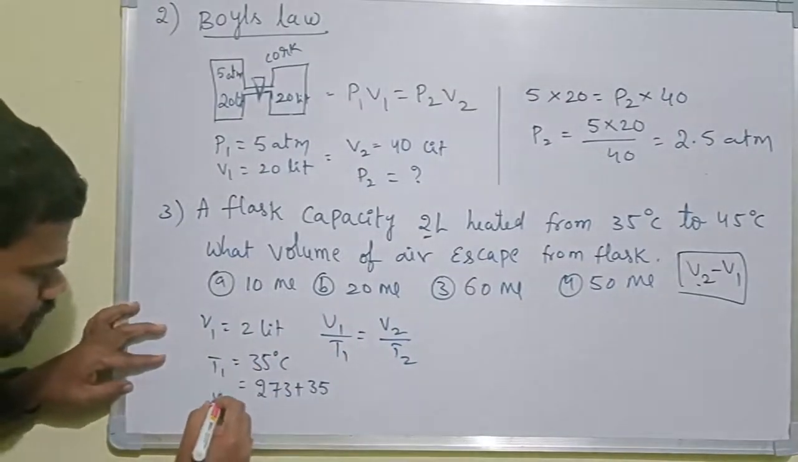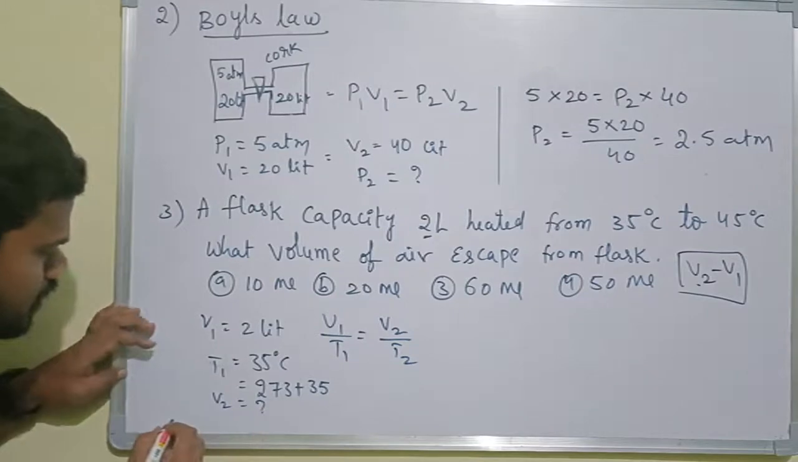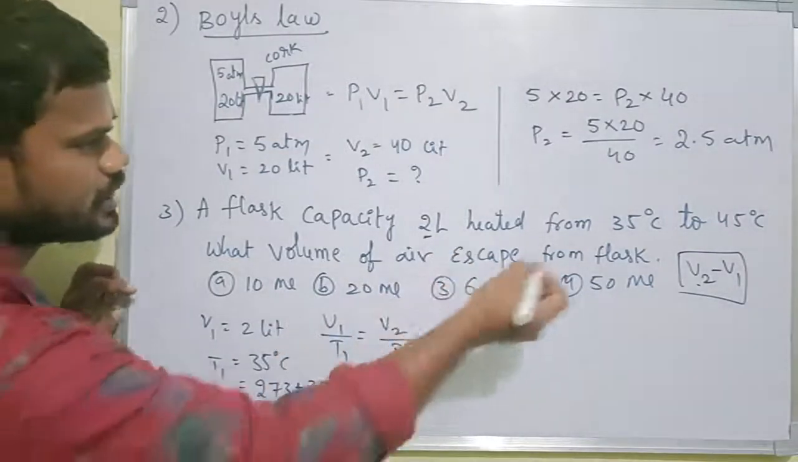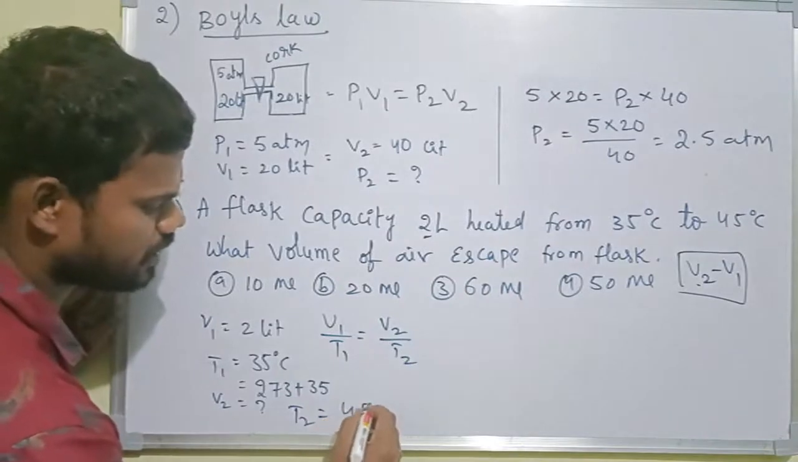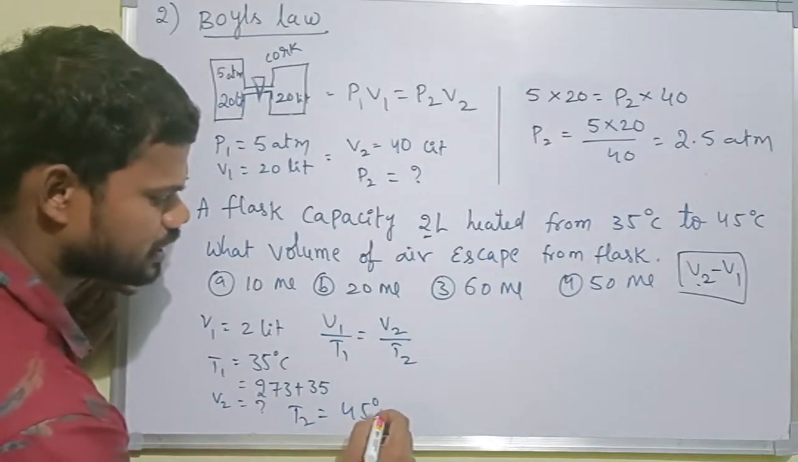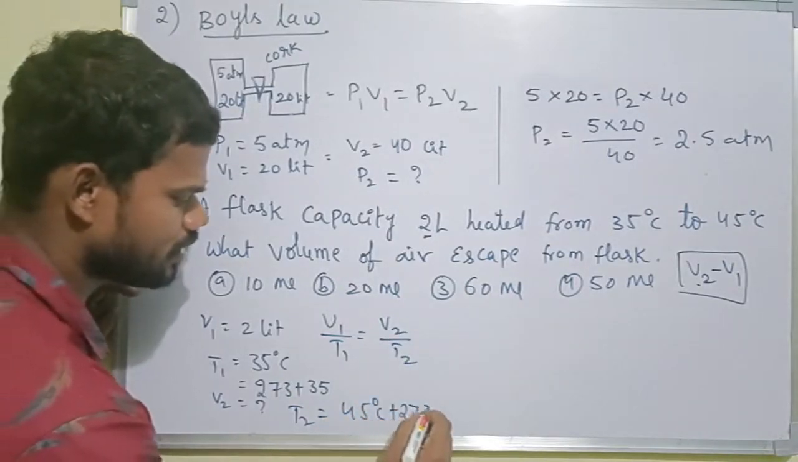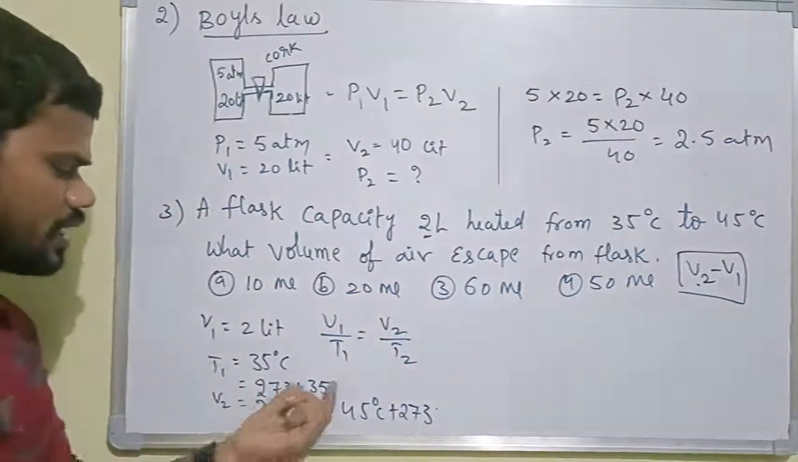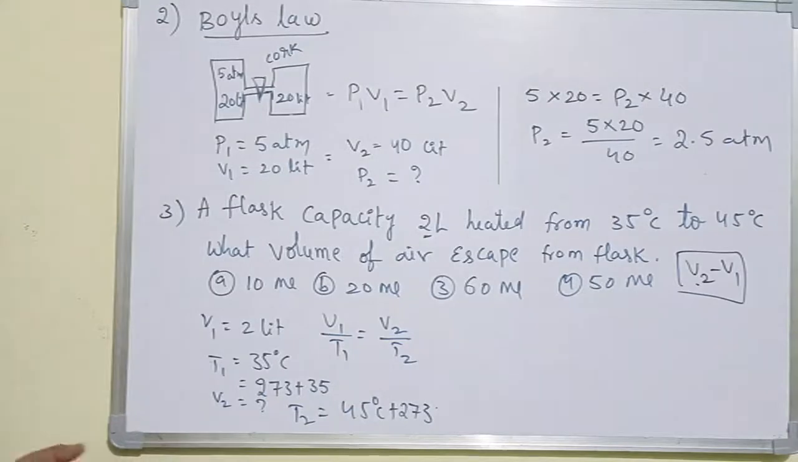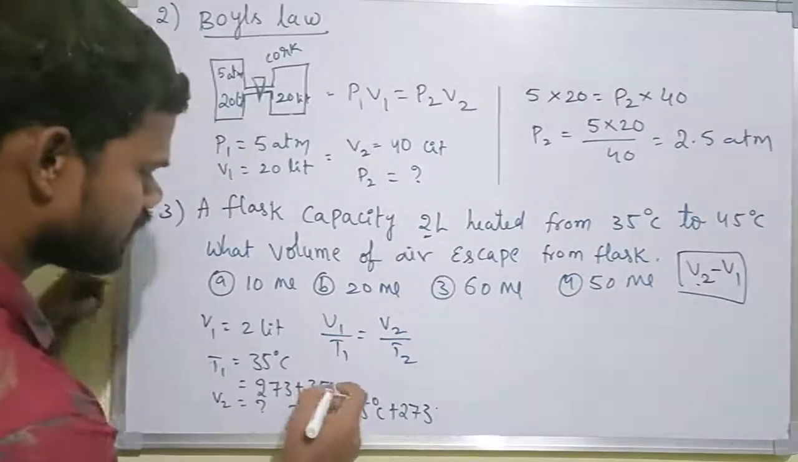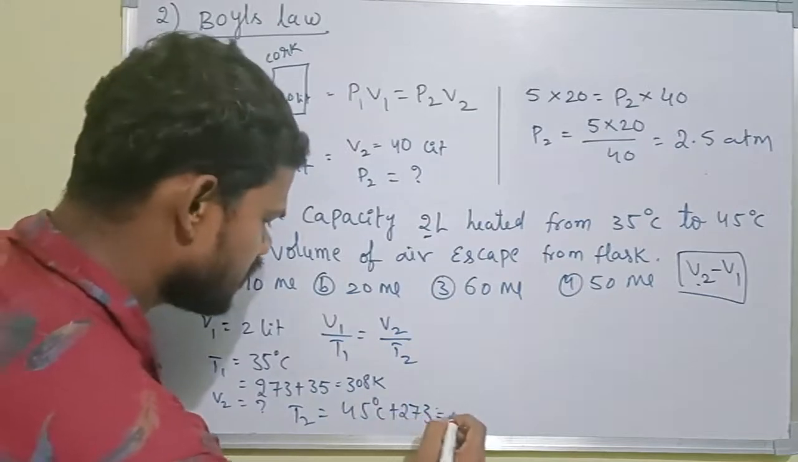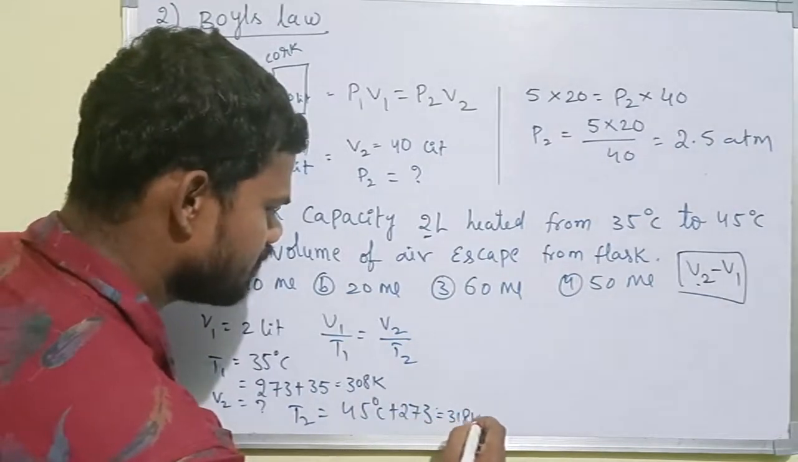V2 is how much here? We want to calculate V2 only. Then what about T2? T2 equal to 45 degrees, they are given here. So 45 degrees Celsius plus 273 Kelvin. So here 273 plus 35 is 308 Kelvins, and this is 318 Kelvins, right?